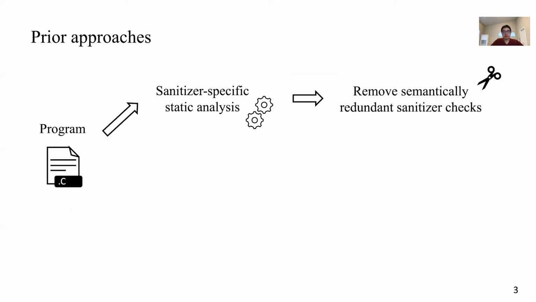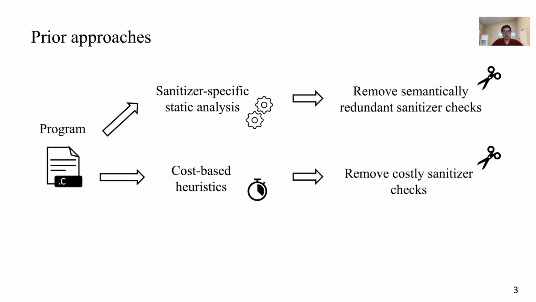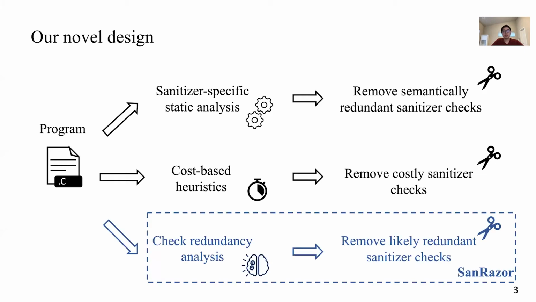Prior works for sanitizer check reduction fall into two categories. They either use sanitizer-specific static analysis to remove only semantically redundant sanitizer checks, or they use cost-based heuristics to remove only costly sanitizer checks. In this work, we explore a new novel design point. It introduces a general framework, SanRazor, for effectively removing likely redundant checks by performing check redundancy analysis.